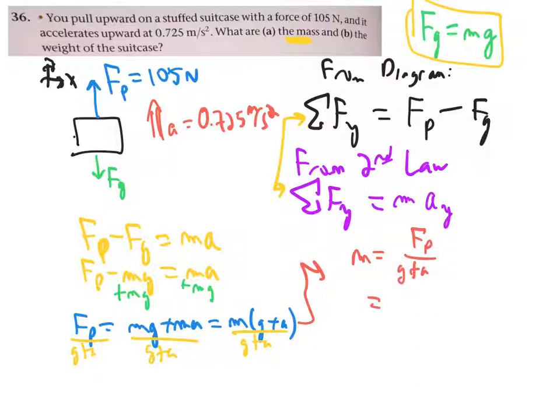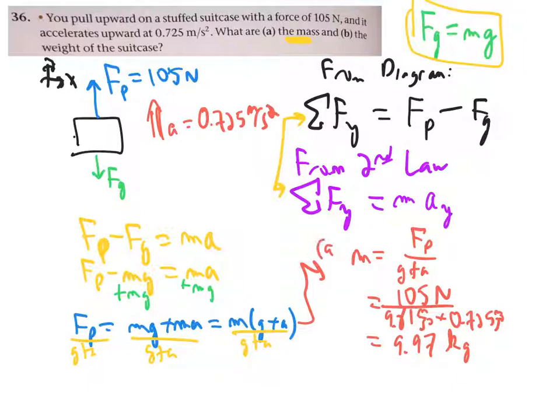So it's the 105 newtons over 9.81 meters per second squared plus 0.725 meters per second squared, which comes out to be 9.97 kilograms. Newtons over meters per second squared is, of course, kilograms. And then that's part A.